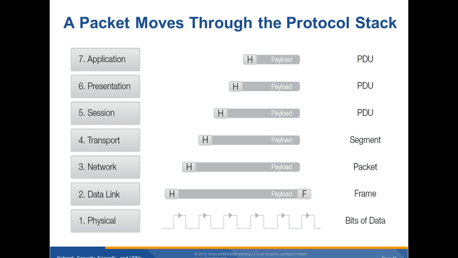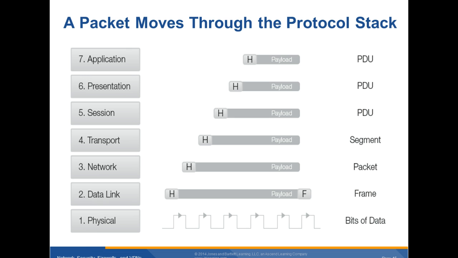A packet moves through the protocol stack. As data moves from a software application for transmission over the network, it traverses the layers of the protocol stack from top to bottom. As each layer receives data from the layer above it, that data becomes the payload with a layer-specific header. Down at the data link layer, where Ethernet resides, the data receives a footer as well. This process is known as encapsulation. The inverse, known as de-encapsulation, occurs when a network communication is received.